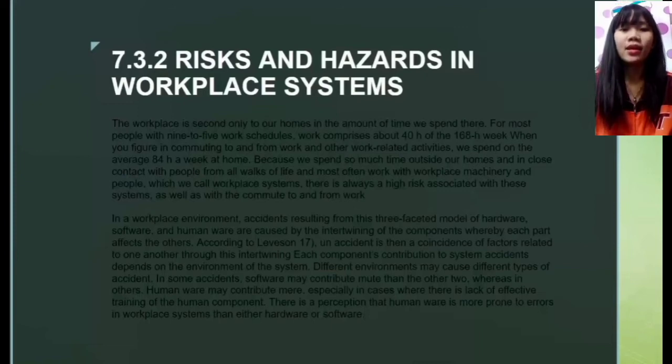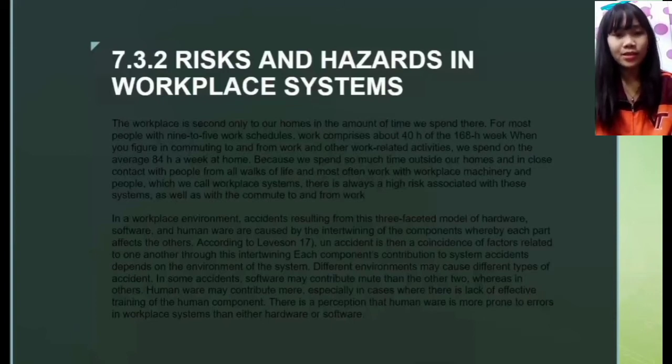The workplace is second only to our homes in the amount of time we spend there. For most people with 9 to 5 work schedules, work comprises about 40 hours of the 168 hours in a week. When you figure in commuting to and from work and other work-related activities, we spend on average 84 hours a week at home. Because we spend so much time outside our homes and in close contact with people from all walks of life, and most often work with workplace machinery and people, which we call the workplace system, there is always a high risk associated with this system, as well as when we commute to and from work.